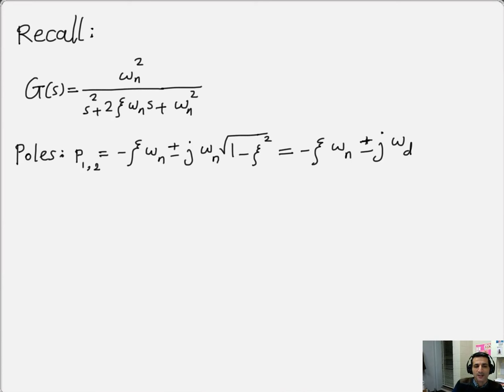So now recall that if the second order system transfer function is in the standard form of omega n squared divided by s squared plus 2 zeta omega n s plus omega n squared, we had actually shown that the two poles when zeta is between 0 and 1, so for the underdamped case, would be negative zeta omega n plus minus j omega d. And again, omega d is the damped natural frequency. So why is it important? You're actually going to see it in the next slide.